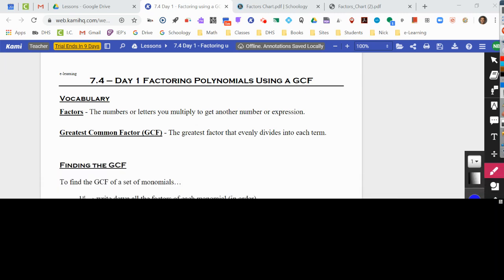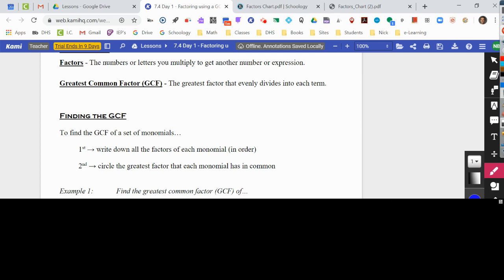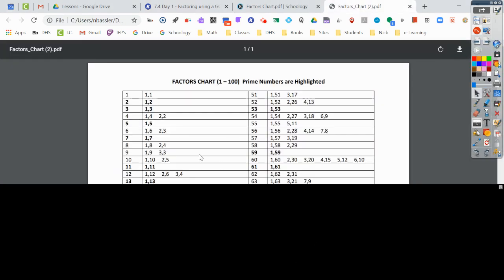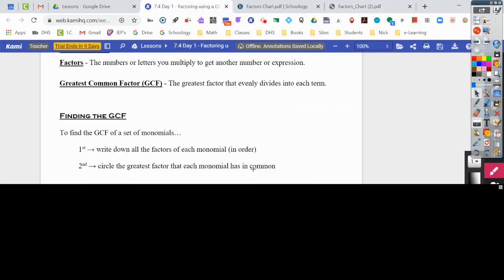Okay, so to find the GCF of a set of monomials, there are 2 things you have to do. The first thing is to write down all the factors of each monomial, and you want to write these in order. It'll make it a little bit easier to find your GCF. You're asking yourself, how do I find those factors? Well, you're going to use that factors chart to help you find all the factors. Sometimes you may know some of the factors, which is great, but if we don't know all the factors, then you want to definitely reference this factors chart to help you find them.